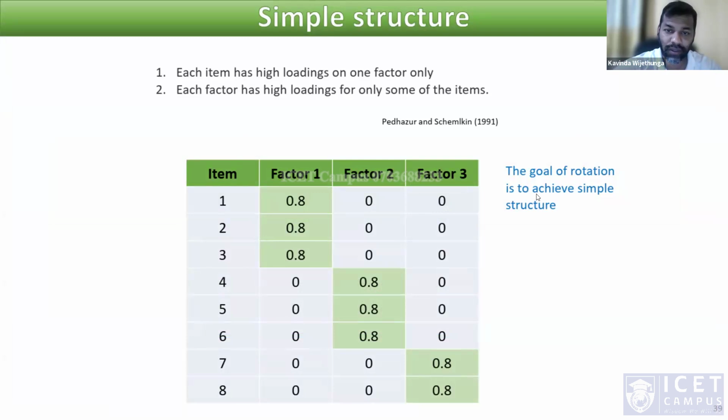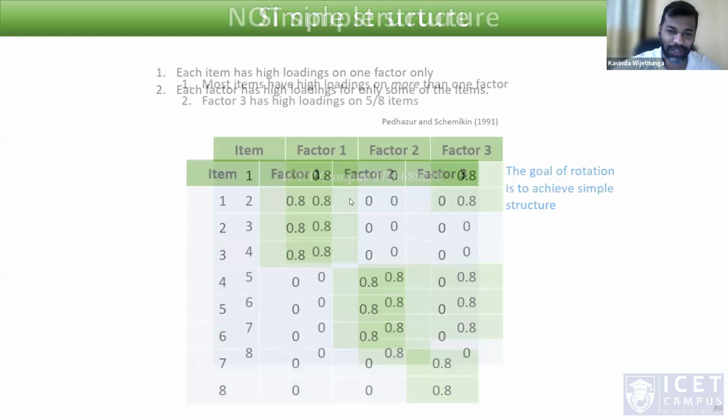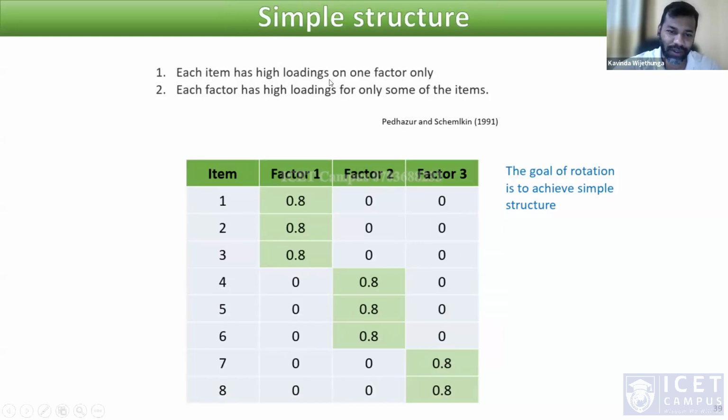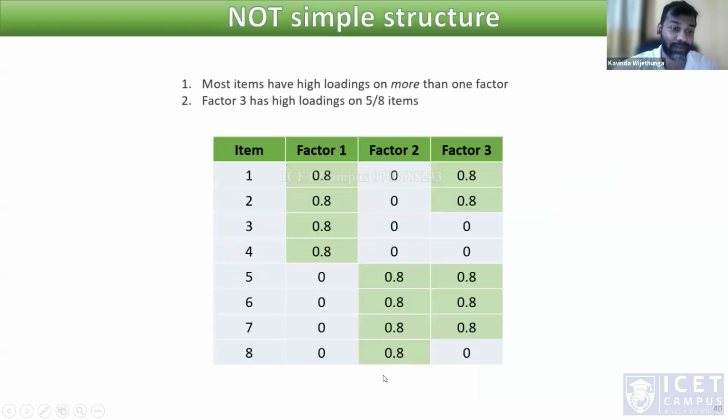Right? So when it comes to this, this is a simple structure, because the other factors are 0, then the second factor has these items and the third factor has these two items. That's easy, because of the simple structure, right? Most items have loadings more than 1. How can we change this one? Factor 3 has high loadings. If this is not a simple structure, we have to go for a two-factor solution.